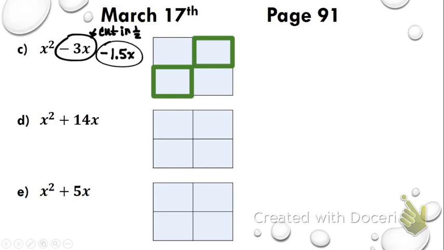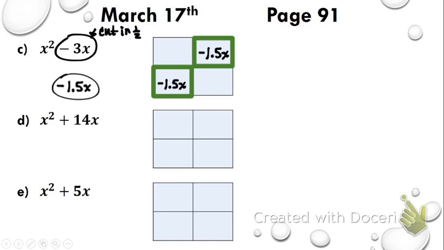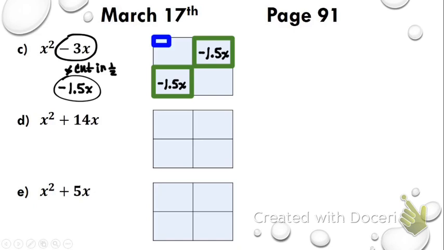-1.5 when I cut it in half. So -1.5x, -1.5x. Where do I put my x squared at? Yep. So x squared goes here. What do I need down here?